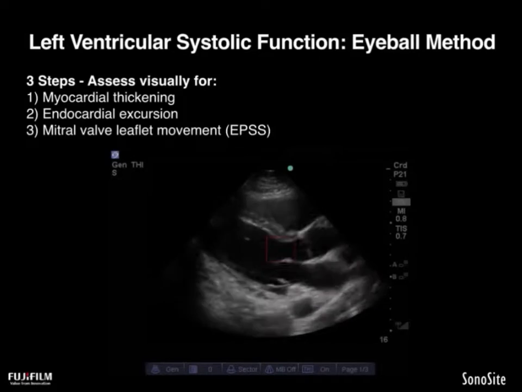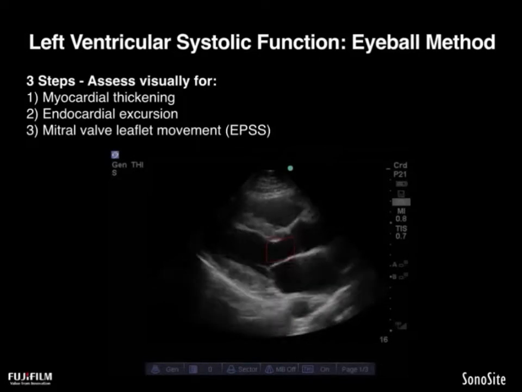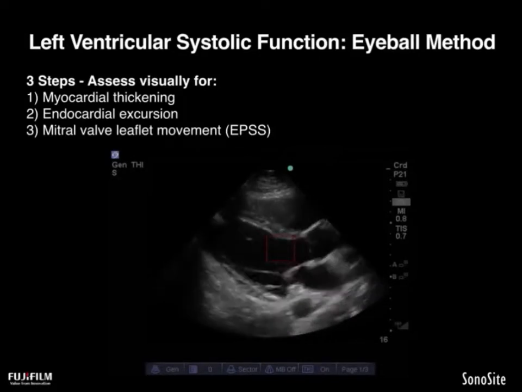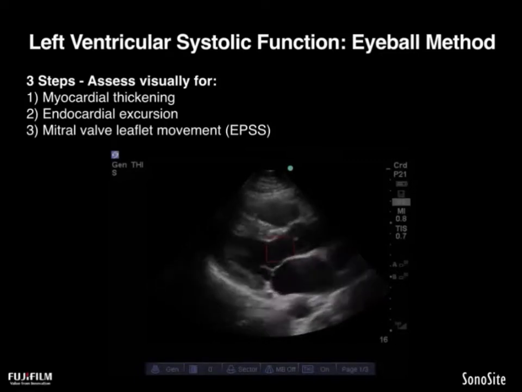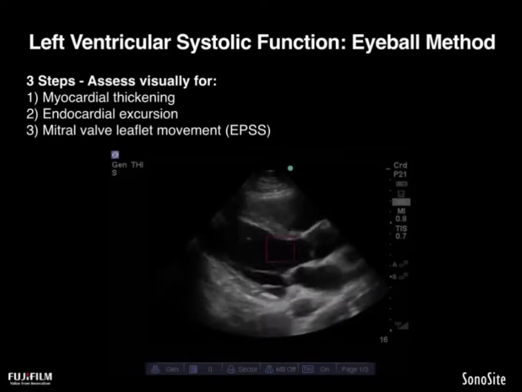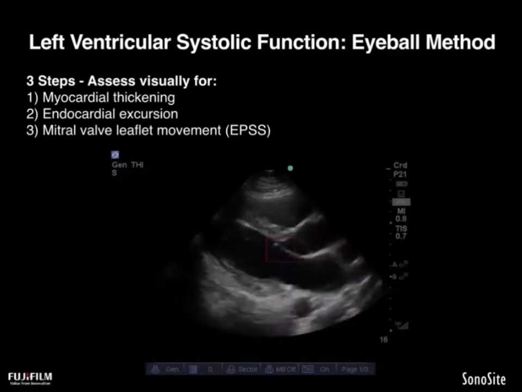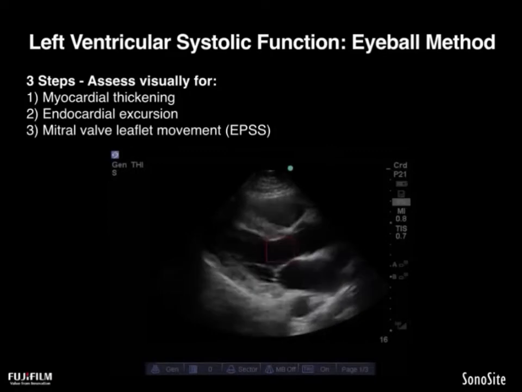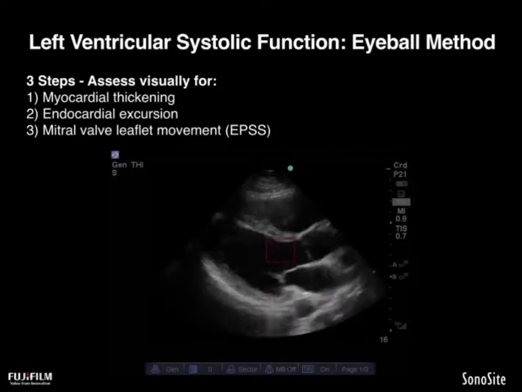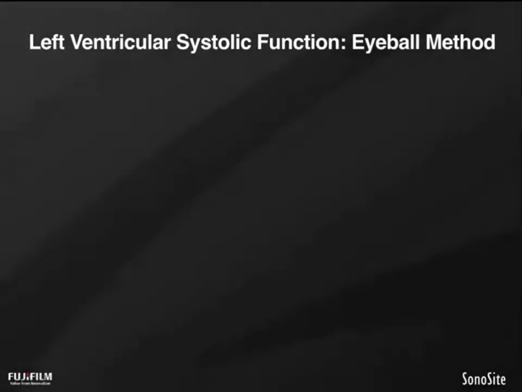This concept, long since known to the cardiologists and called E-point septal separation, or EPSS for short, is well correlated with degrees of systolic function, and when used appropriately can be an extremely helpful tool in helping assess left ventricular function with the eyeball approach.